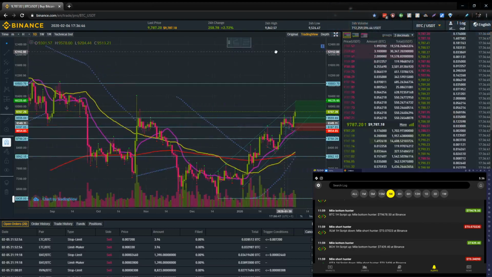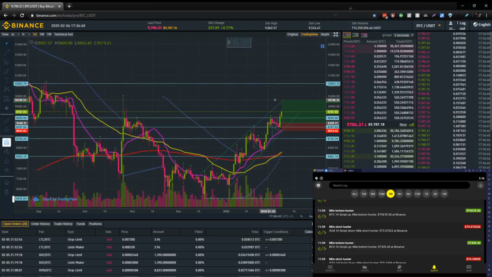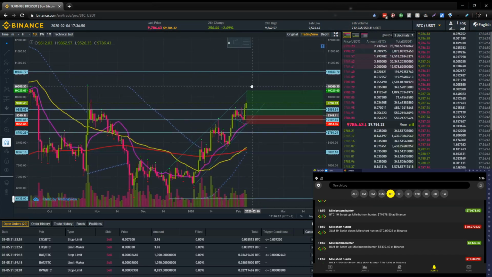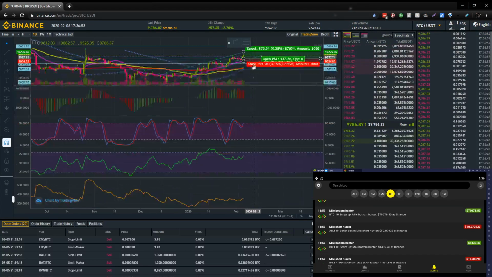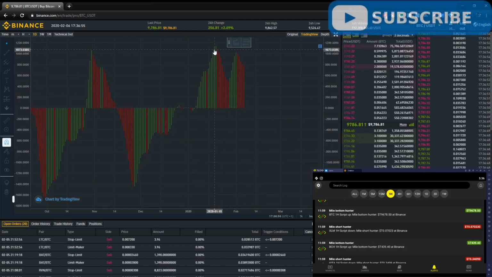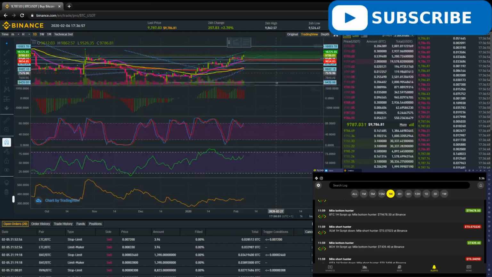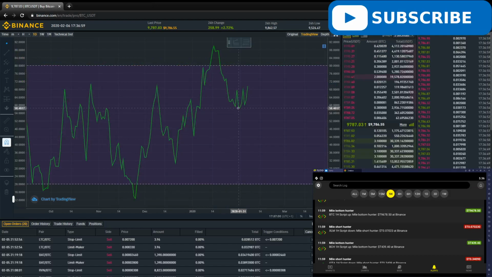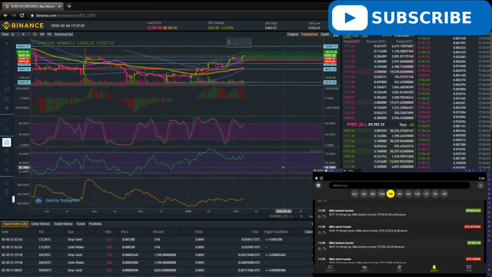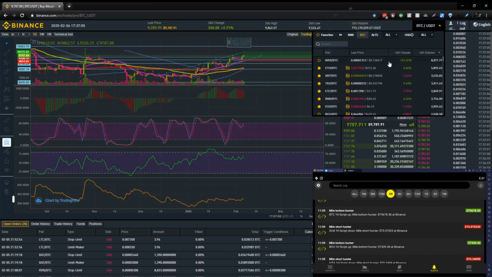BTC at the moment is in full bullish mode, and my target for BTC is 10,300. What bothers me is this little bearish divergence, but as you can see, the MFI is going up. So that's a positive sign for the bulls right now.